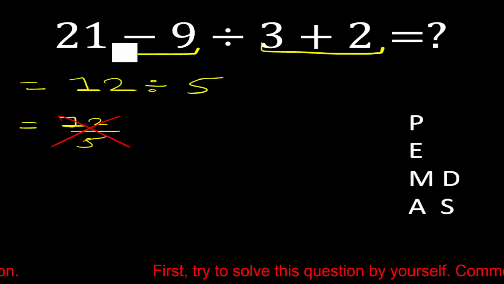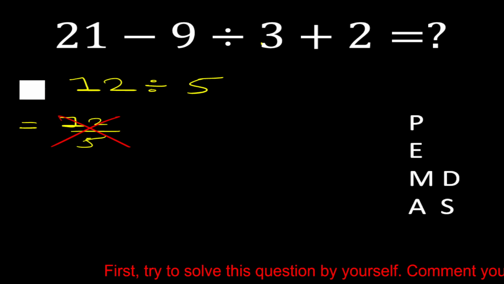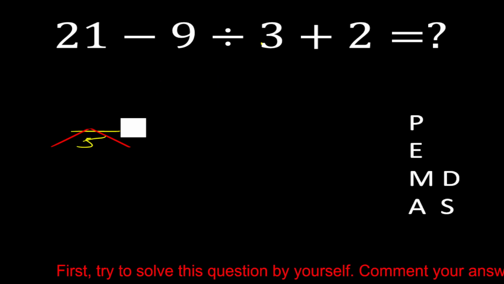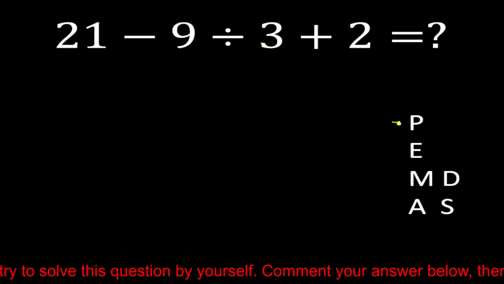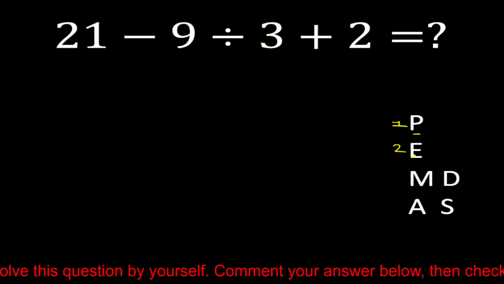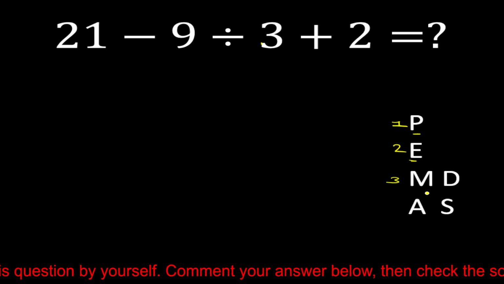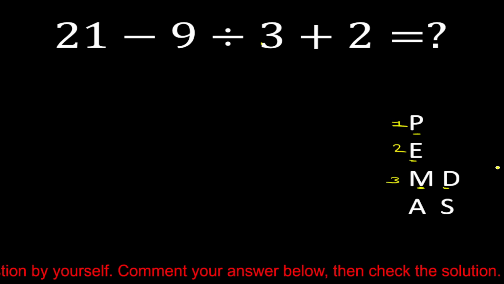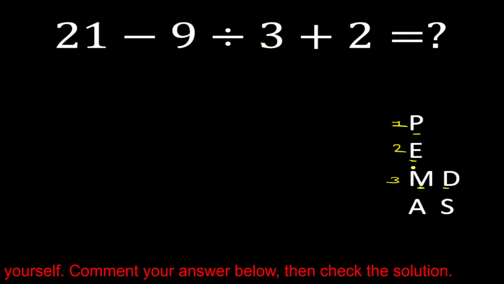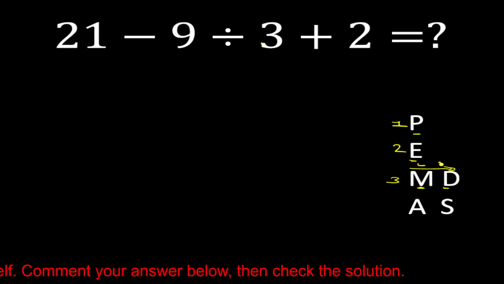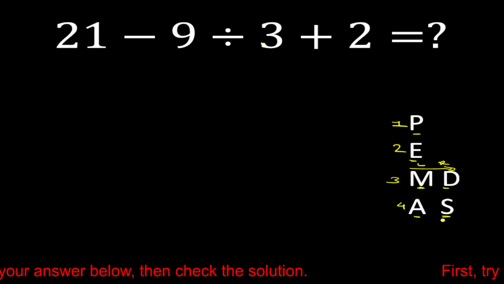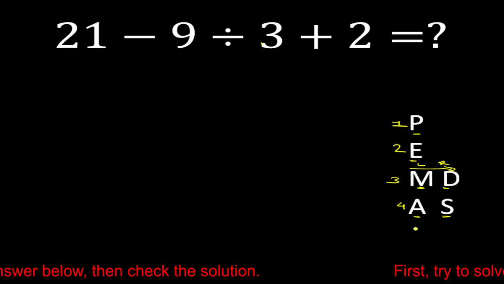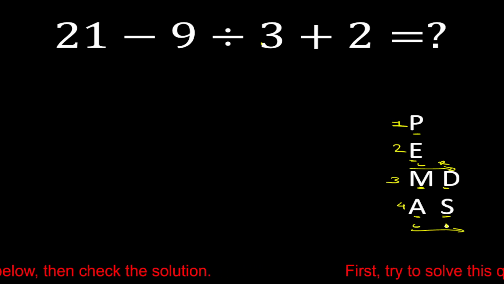So now let's solve this problem correctly by using the PEMDAS rule. According to the PEMDAS rule, first priority is parentheses, second priority is exponents, third priority is multiplication and division. Here multiplication and division both have equal priority, so we have to solve it from left to right. Fourth and last priority is addition and subtraction. Also addition and subtraction both have equal priority, so we have to solve it from left to right.